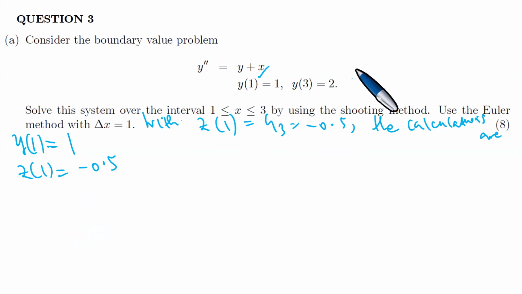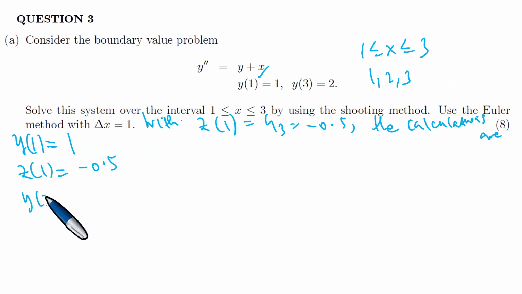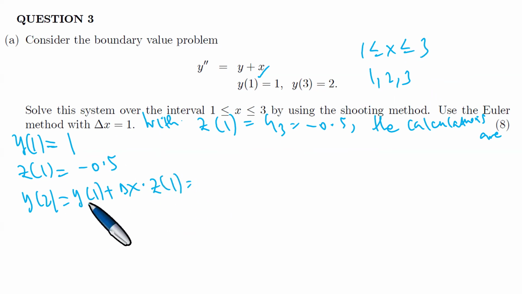After that, we're moving from x1 to 3, so 1, 2, 3 are the steps. Now we're going to go to y2. What is y2? We saw that the formula would be y1 plus delta x times z1 at 1. y1 is 1, delta x is 1, and z1 is minus 0.5. And the result is 0.5.